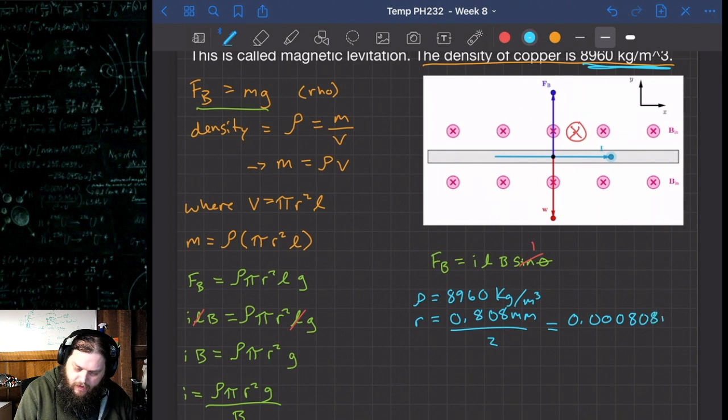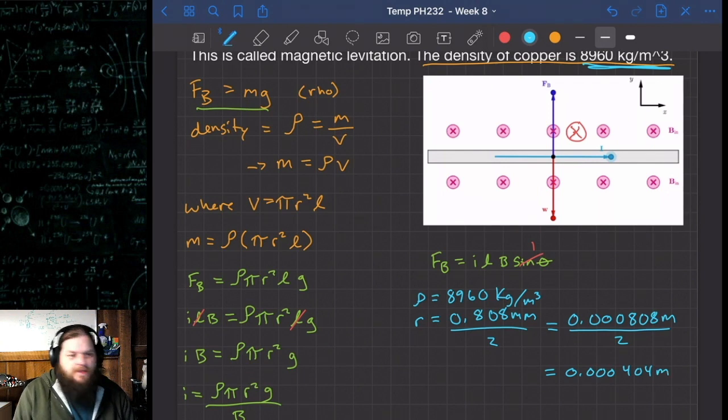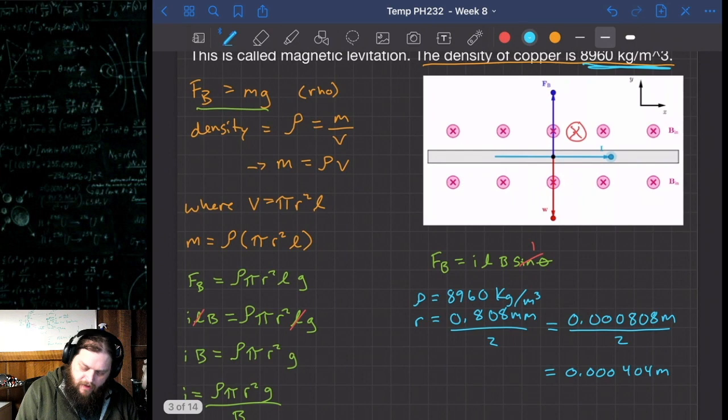0.000808 meters, all divided by 2, which is equal to 0.000404 meters. So again, that's equal to our radius. Gravity, as long as we're anywhere near the surface of the Earth, is going to be 9.81 meters per second squared.